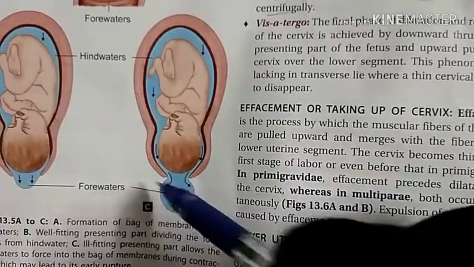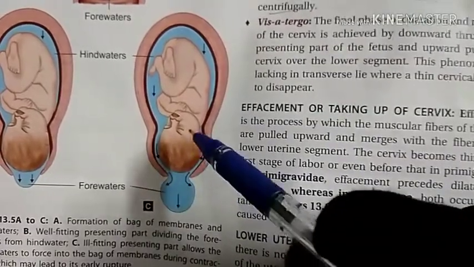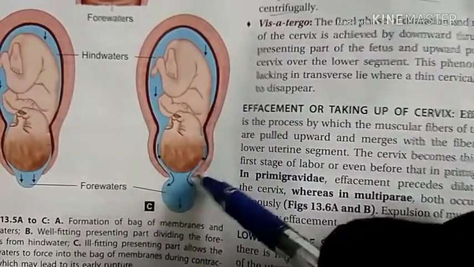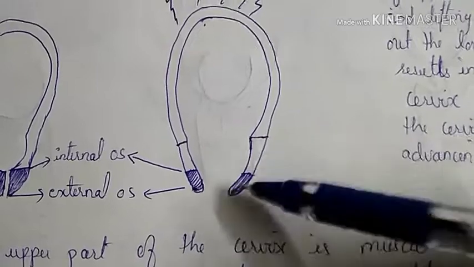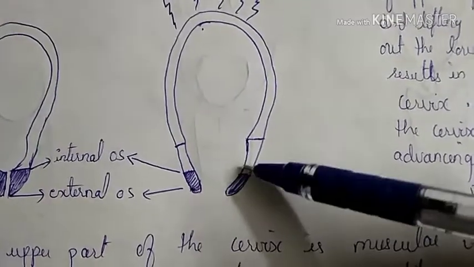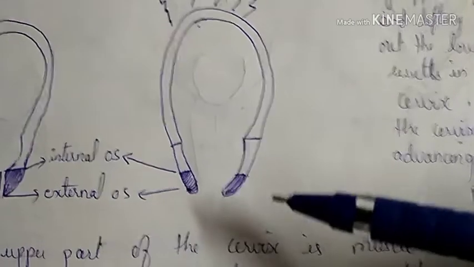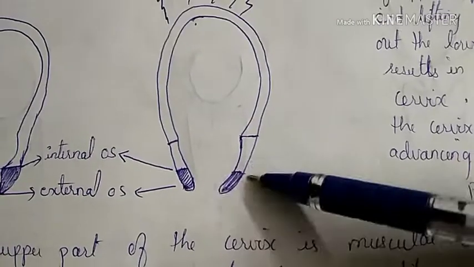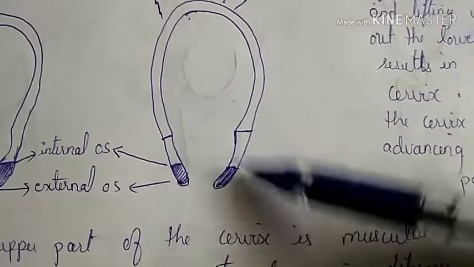Sometimes when the forewaters are absent, the presenting part itself puts pressure and causes dilatation of the cervix. Here, the upper part of the cervix is muscular in nature, whereas the lower part is fibrous in nature, because of which the dilatation becomes difficult. But there are certain hormones like progesterone, estrogen and prostaglandins which play an important role in dilatation of this. Now next, coming to the lower segment.